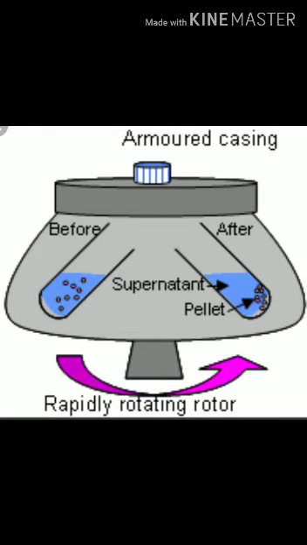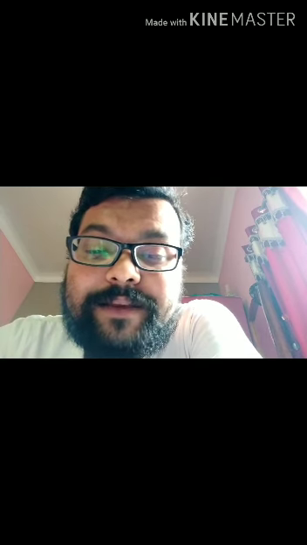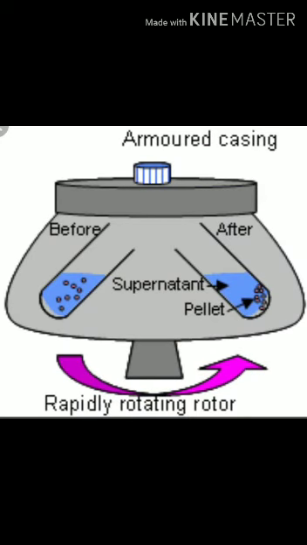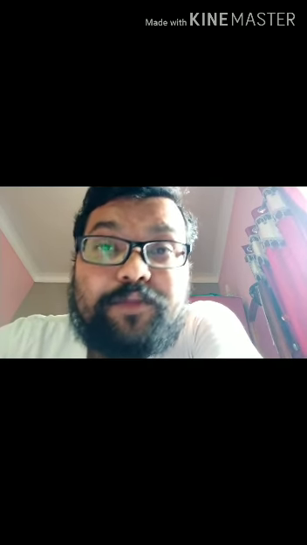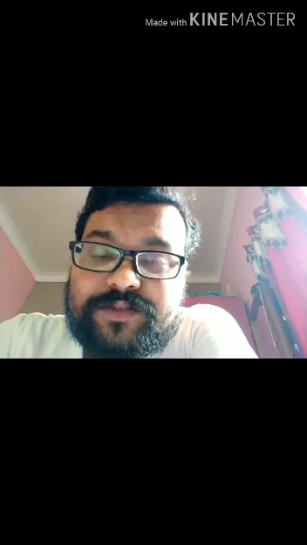The mixture is rotated at very high speed, so the heavier components settle out at the bottom of the tube, and the sediment is separated from the tube by decantation. The lighter component of the mixture remains in the liquid. This method is used in laboratories to separate cells from blood, and in dairies to separate cream from milk. So up to here today, next we will start with another separating method.